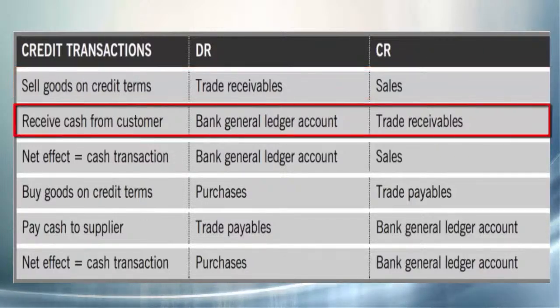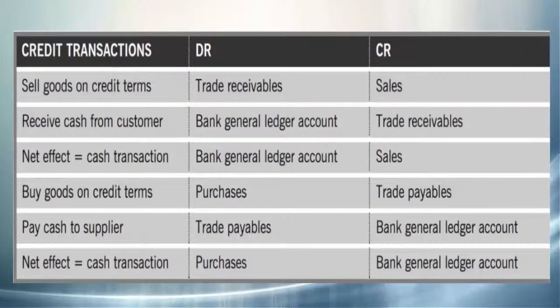Example 2. Receiving cash from a customer. What happens? When the customer pays the money they owe, the amount is removed from the trade receivables account and added to the bank general ledger account. Cash, an asset, increases, so the bank general ledger account is debited. The receivable amount owed by the customer decreases, so the trade receivables account is credited. Entry in the ledger accounts. Bank general ledger account, debit $1,000. Trade receivables account, credit $1,000.